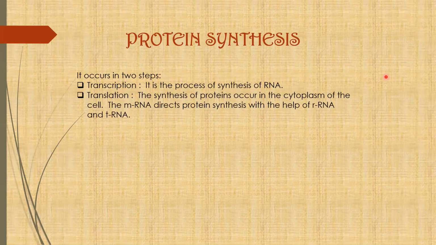What is protein synthesis? How does it happen? We have already learned in lower grades that the endoplasmic reticulum helps in protein synthesis. Right. So here we will see that protein synthesis occurs in two steps. First is transcription and second is translation. Transcription means the process of synthesis of RNA, that is ribonucleic acid. Whereas translation means the synthesis of protein, which occurs in the cytoplasm of the cell. mRNA directs protein synthesis with the help of rRNA and tRNA.